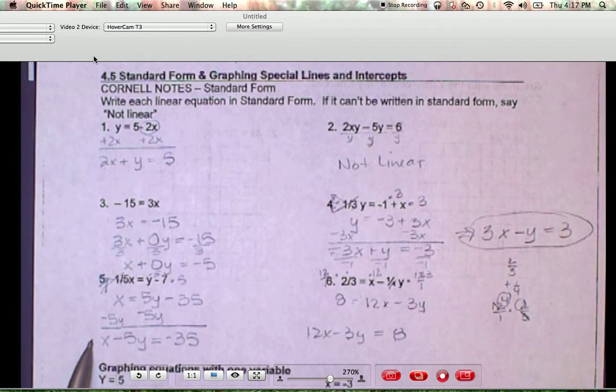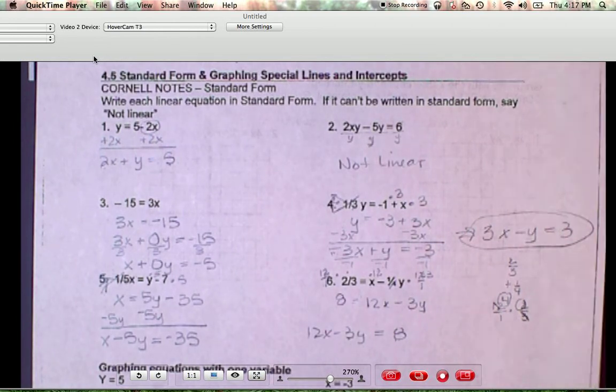A is not negative because A is positive 1. No fractions. And we can't divide all of these by 5 because this 1 cannot be divided by 5. We'd be getting a fraction. So there's your final answer. So that's standard form. You want to make sure that you have memorized the 4 rules for standard form so that as we move through the chapter, those will come easily to you.